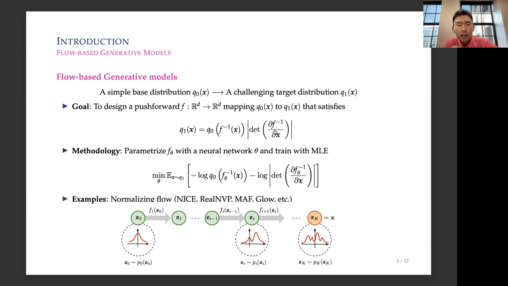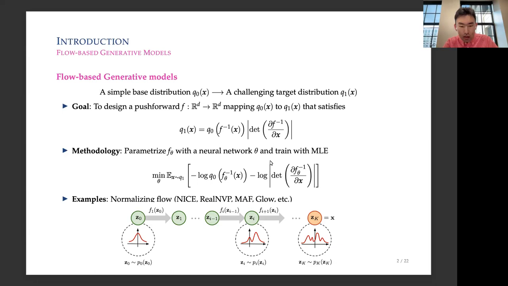In flow-based models, the methodology is basically to parametrize this push forward by a neural network theta, and then train with respect to the following loss. This loss is just the MLE, obtained by plugging in the formula above. The expectation is over Q1, but in many cases we only have samples, so it is also approximated by the empirical distribution. Examples of flow-based generative models include normalizing flow, which is quite famous, with many famous architectures, to list a few: NICE, MAF, GLOW, etc.